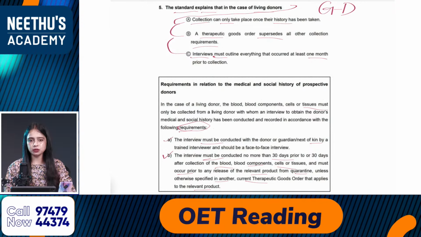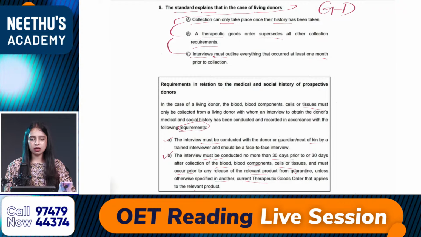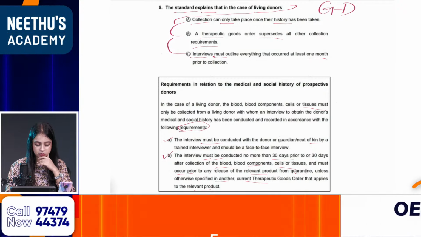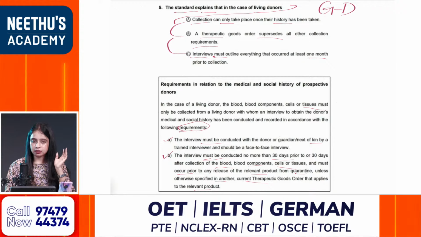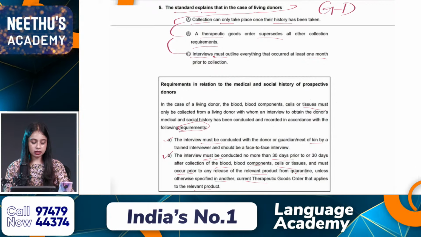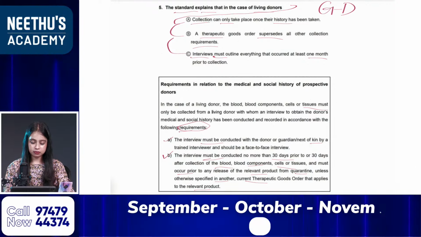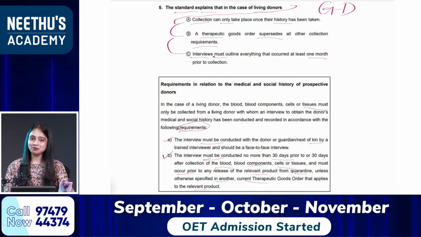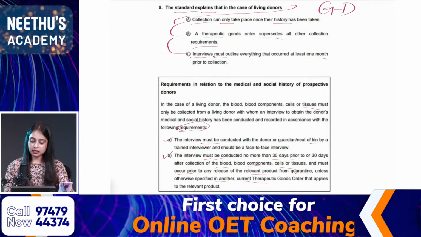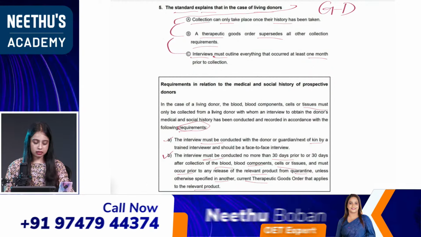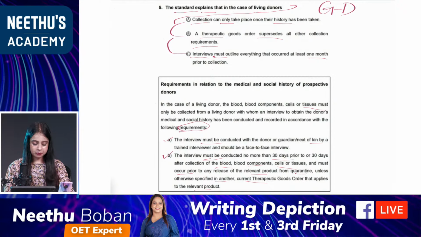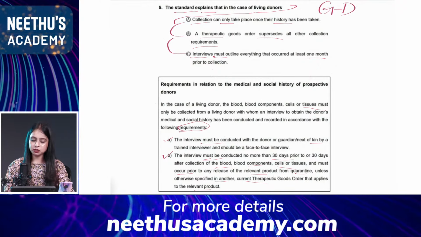So how can you eliminate option B and C? The method we are following here is the elimination method, right? So how can you eliminate B and C? We should eliminate something, right? So how can you eliminate the other options? Okay, you will eliminate option A because history can be taken before or after, right? Collection can only take place once their history has been taken. So you will eliminate option A because history can be taken before or after, right? Okay. Then what is your answer? Is it option B or C?